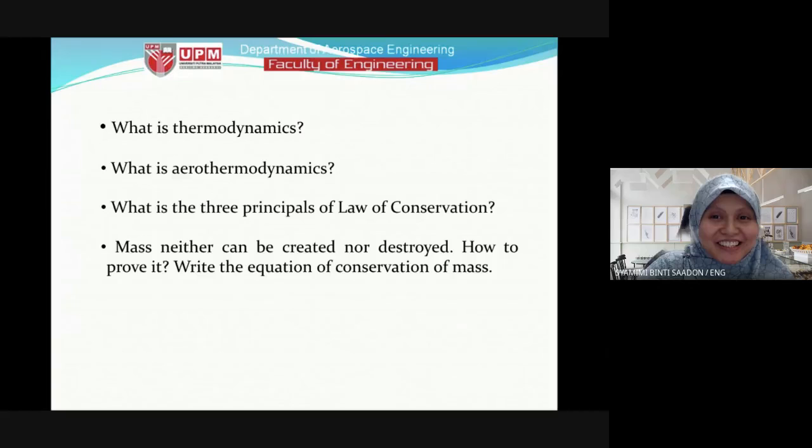So basically, thermodynamics deals with the principles and relationships between heat and other forms of energy. So, conversion of energy. The keyword here is heat, thermal. That's why thermodynamic: thermo and dynamic, the dynamic of the fluid. So the relationship between heat and other forms of energy. Heat, energy. So what is aerothermodynamics?